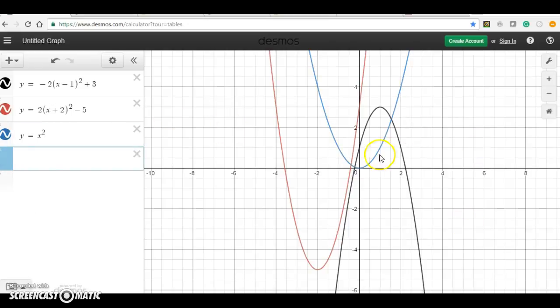Okay. So I have translated to the left 2. Well, first we stretched by a factor of 2. Can't forget that. Then we translated down 5. So I hope this helps.